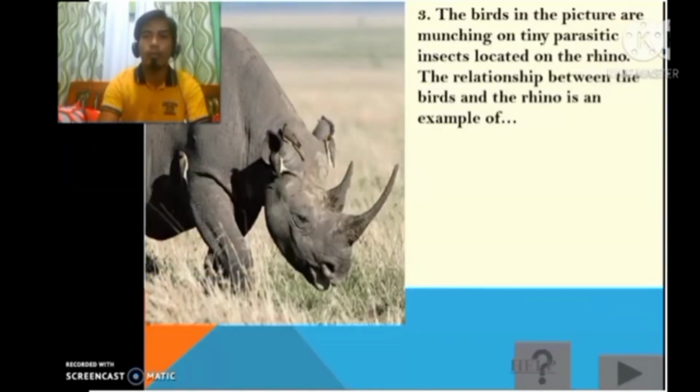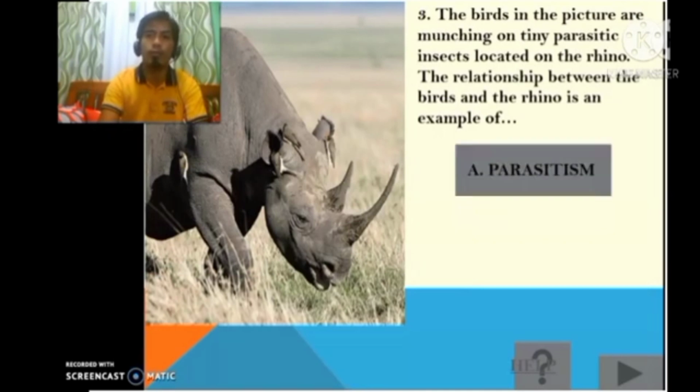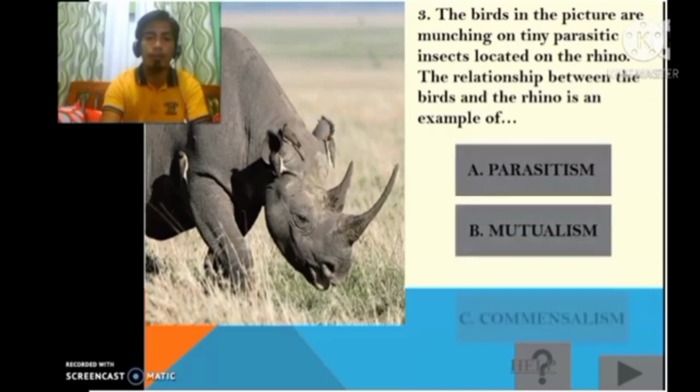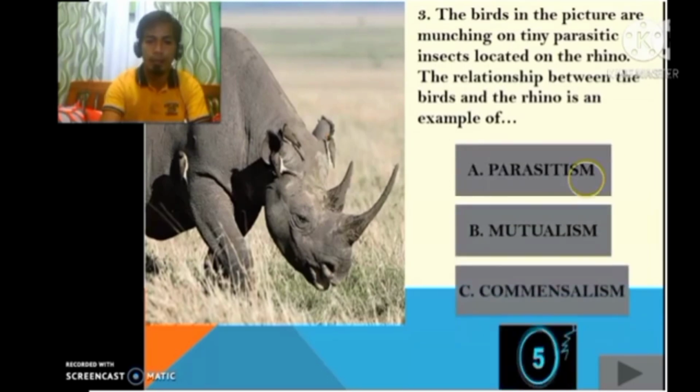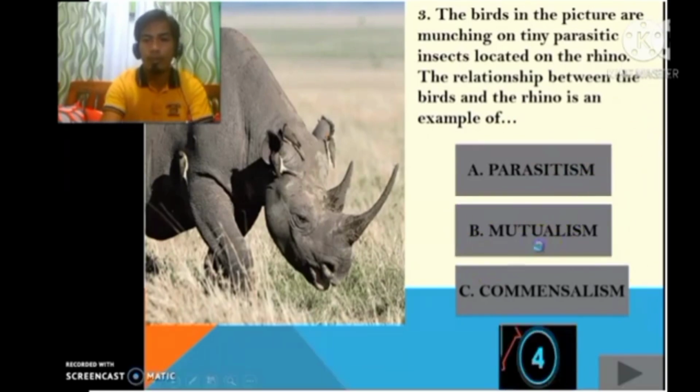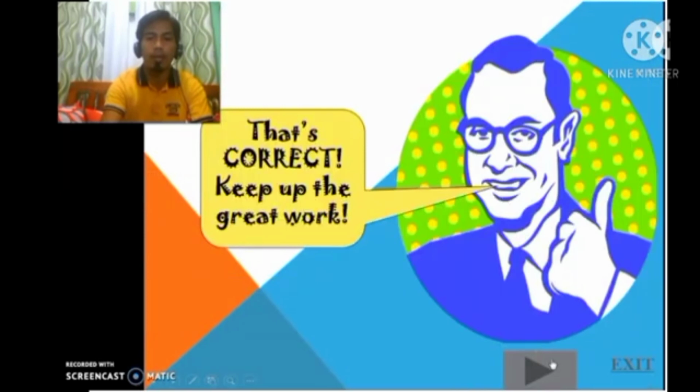For number 3, the birds in the picture are munching on tiny parasitic insects located on the rhino. The relationship between the birds and the rhino is an example of whether A. Parasitism, B. Mutualism, or C. Commensalism. Okay, so the answer for number 3 is mutualism. Correct, the answer is mutualism.